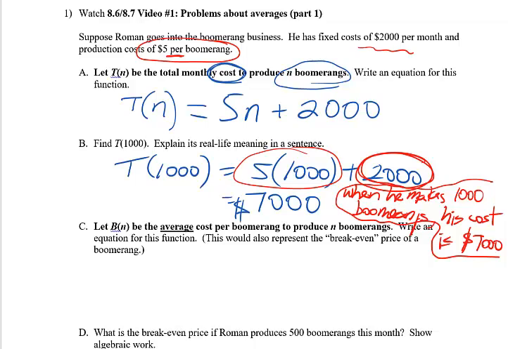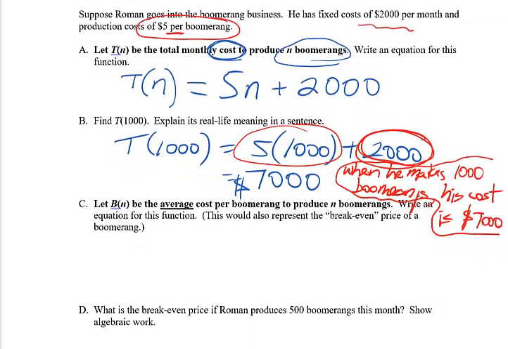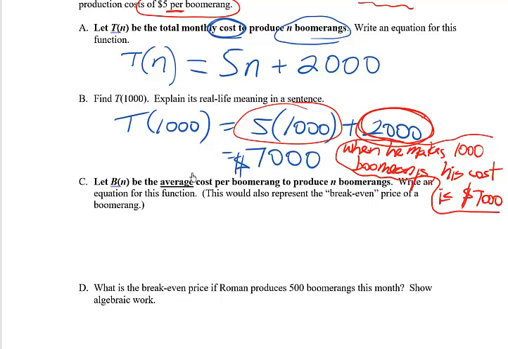So now we're going to create the equation of another function. B of n doesn't represent the total cost anymore. It represents his average cost to make each boomerang when he is making n boomerangs. And we're supposed to write an equation for this. Now, before we write this equation, let's think about how we would do that in the situation right above when he had been making 1,000 boomerangs. We know that his total costs for making 1,000 boomerangs is $7,000.